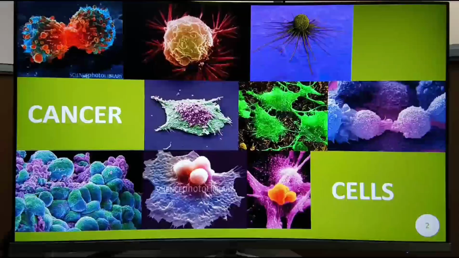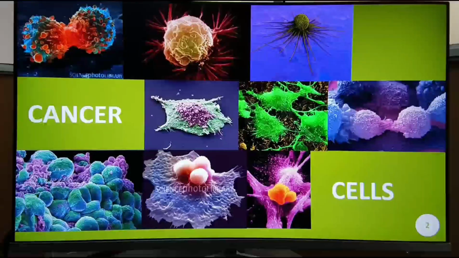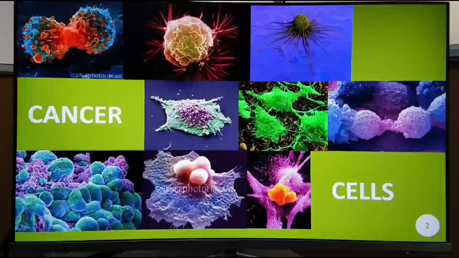Now, before I proceed, I just need to give you a simple definition of cancer. What is cancer? Cancer is just abnormal growth of body cells. Now, what is a cell? A cell is the basic functional unit of a living thing.